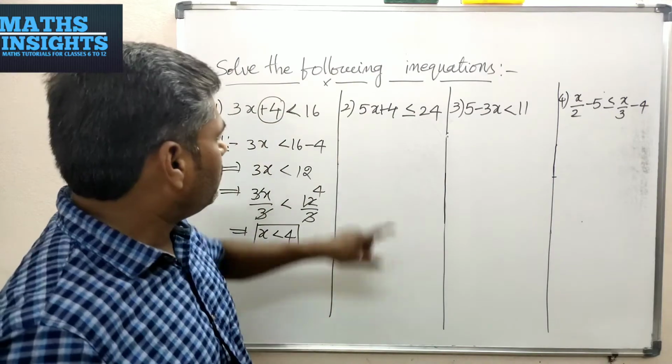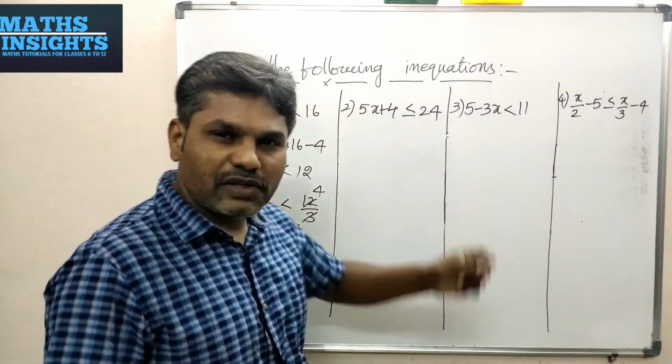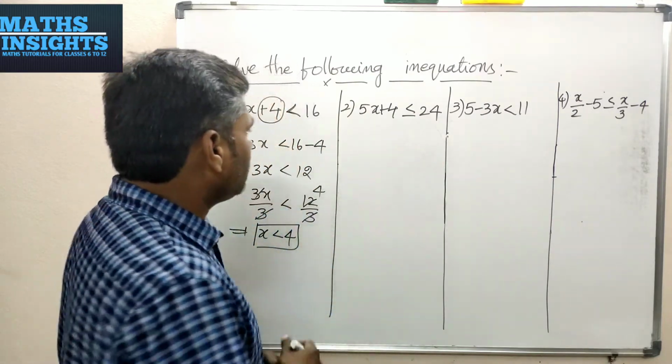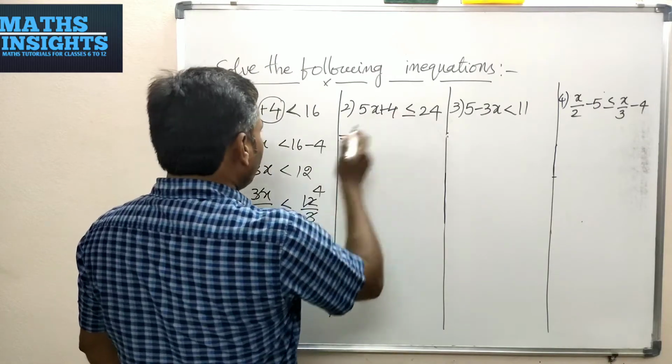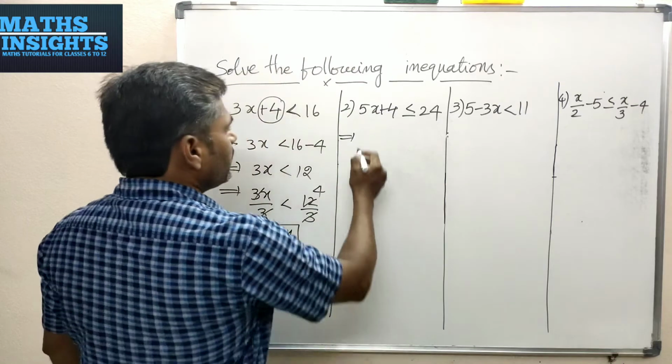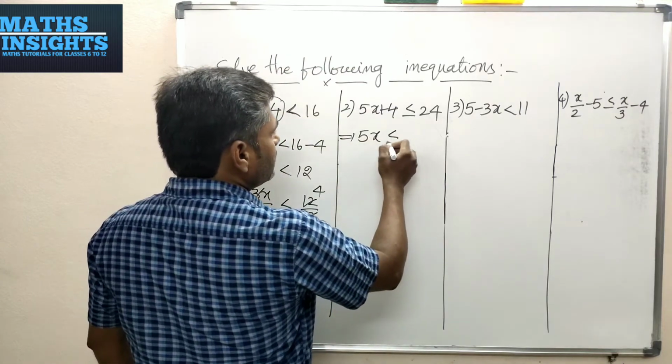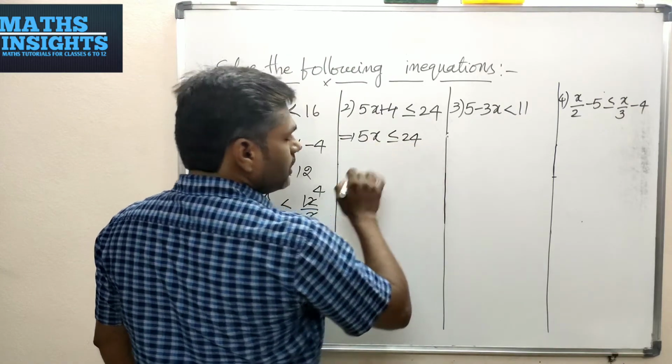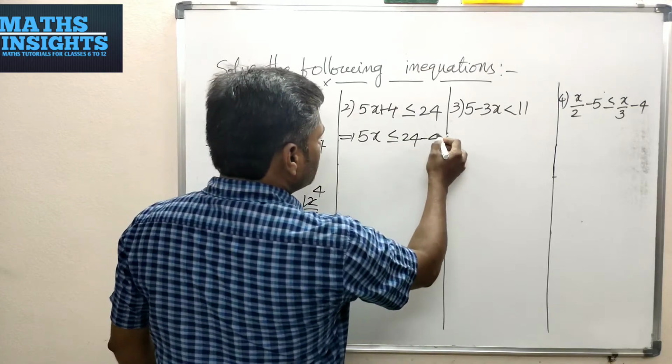Coming to the second problem, 5x plus 4 less than or equal to 24. Similarly, what I did here, plus 4 when transferred to the other side of the inequality will become 5x less than or equal to 24, and plus 4 will become minus 4.